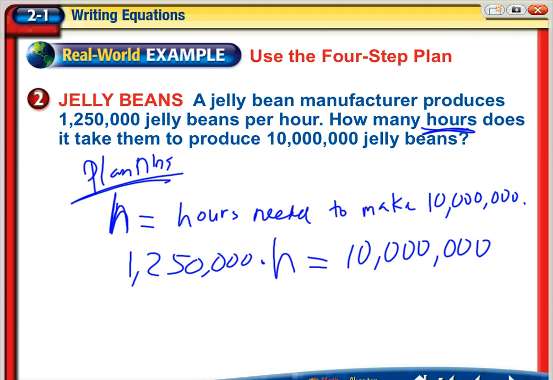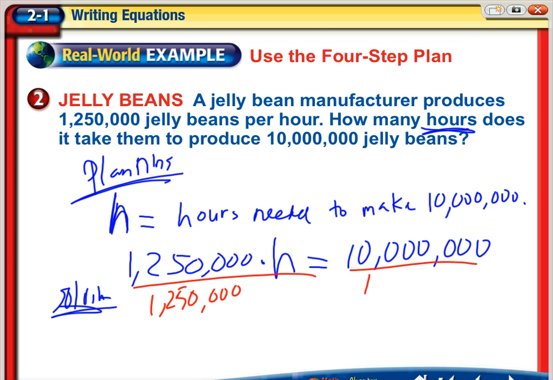Look at that. Guess what? I just came up with a plan, an attack plan. And so now my next step is to solve it, right? I came up with an equation for my planning phase, and now I can start solving for this thing right here. Now if I want to solve, how do I solve this? What am I solving for? I'm solving for H. Okay, so you would divide. So I'm going to go ahead and divide by 1,250,000 jelly beans on each side.